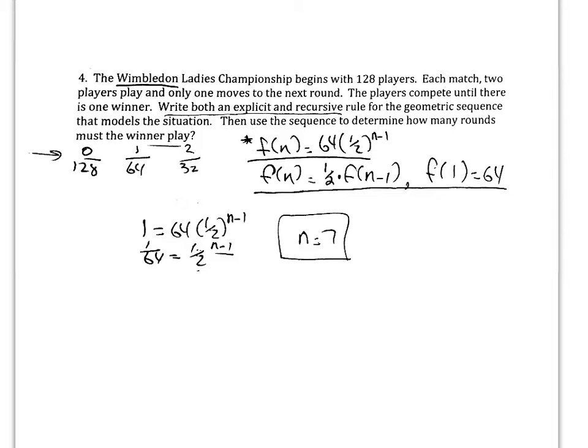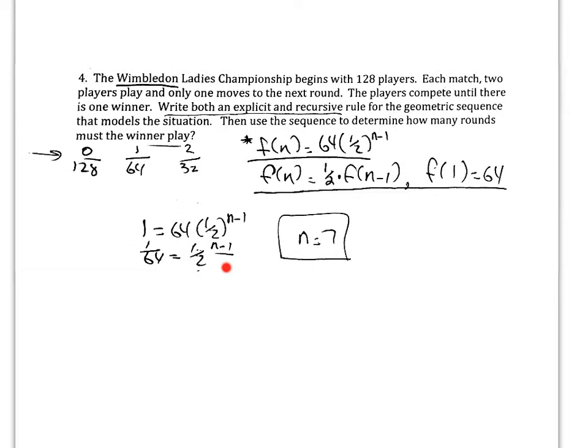On number 4, the best way to do these, after you read it, it says they have 128 players, each match 2 players play and only 1 moves on. Start writing it out. Like with 0, before any matches are played, you have 128 players. After the first match is played, you have 64. The second round, you have 32 left. And just kind of start that out. Then you can write your formulas here like we did on number 1. The explicit, first term times r to the n minus 1, and recursive.